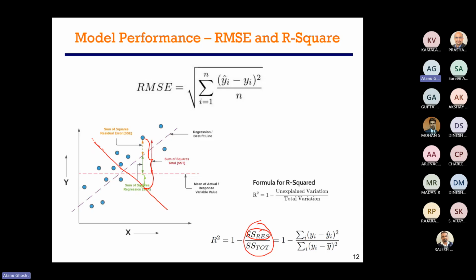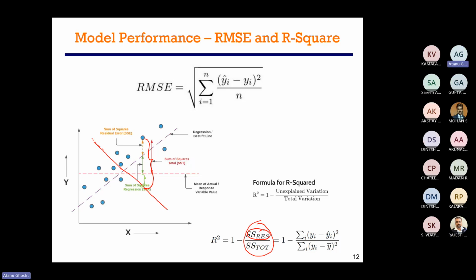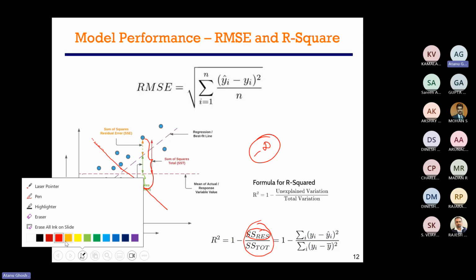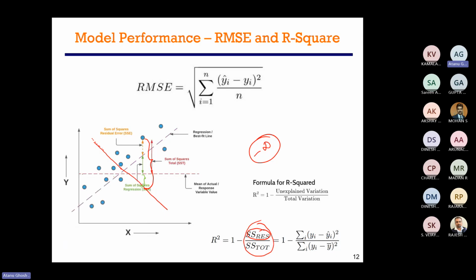What is the lowest value R square can have? What is the highest value and what is the lowest value? The highest value is +1. The lowest value is not -1. The lowest value is minus infinity. Why minus infinity? Because if the regression line is the same as this dotted line, the mean line, then SS total will become 0. So theoretically, the minimum value of R square is minus infinity.